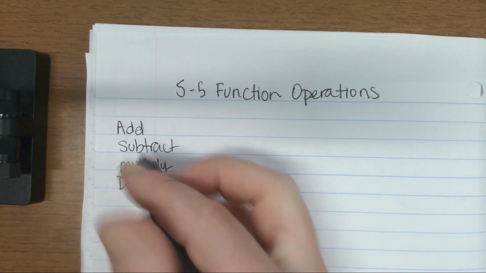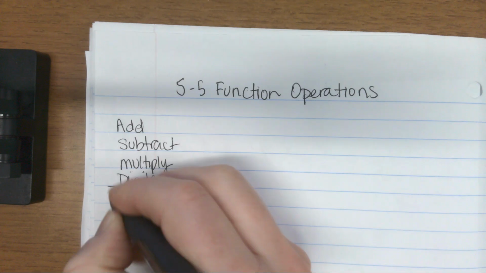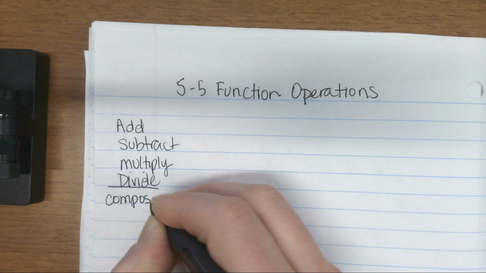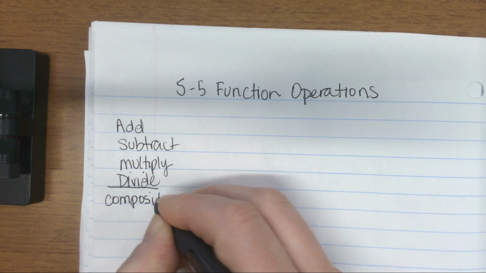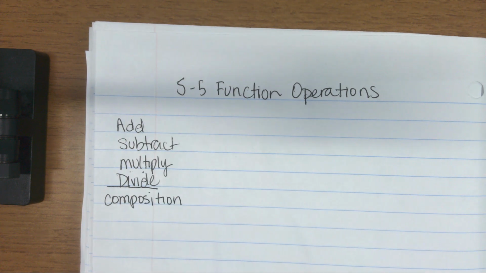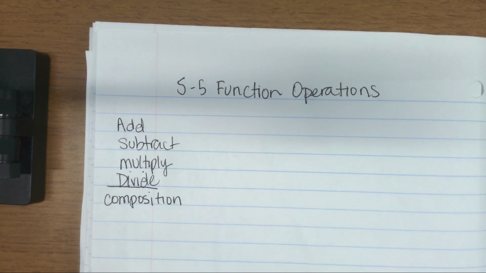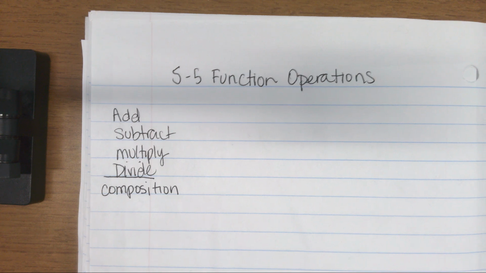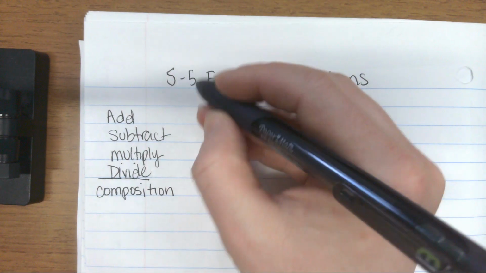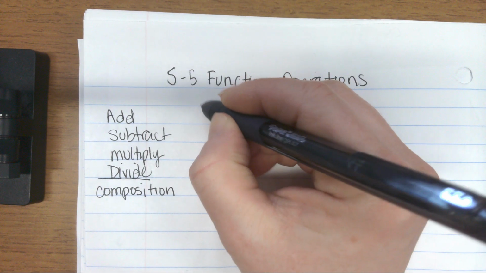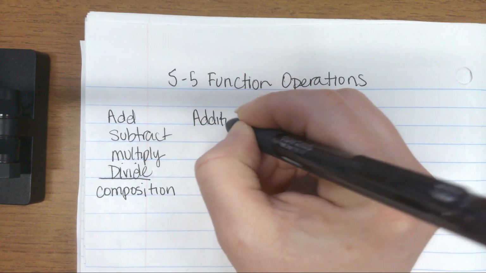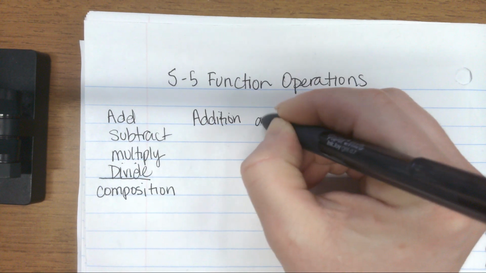The last thing I'm going to reserve for tomorrow, and that's called a composition, and that's when we actually take a function and we put it inside of another function. So let's first talk about, we're going to use just a couple examples, addition and subtraction of functions.